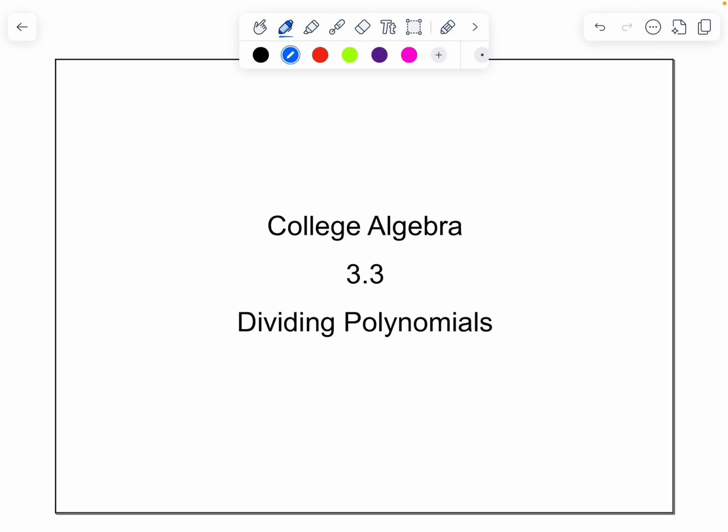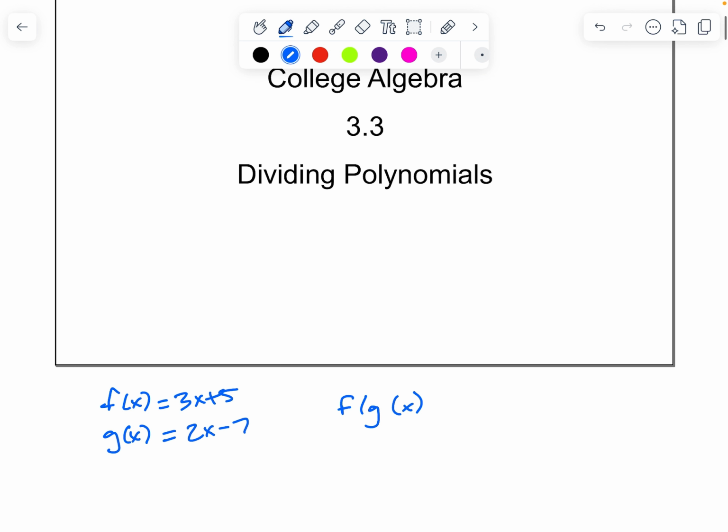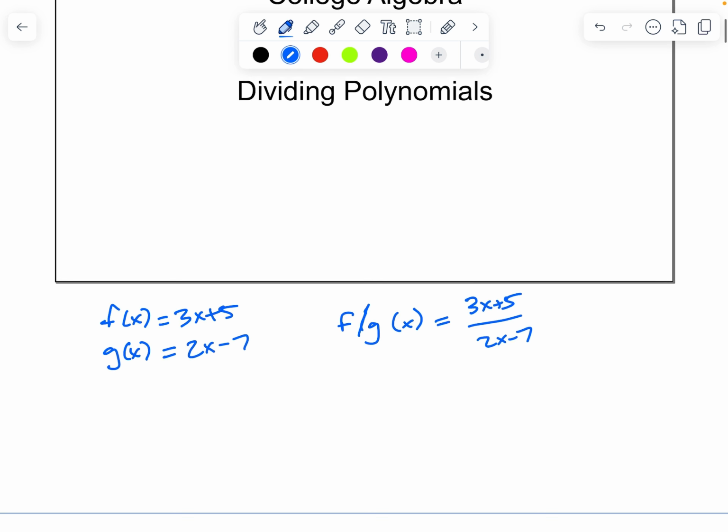So in chapter 2, we did talk about operations on functions. If we had f of x is 3x plus 5 and g of x is 2x minus 7, then f divided by g of x, what we did in unit 2 was we just said that's 3x plus 5 over 2x minus 7. Today we're going to look at some more ways to actually get that division done, to simplify it, and maybe to use it to find some solutions.